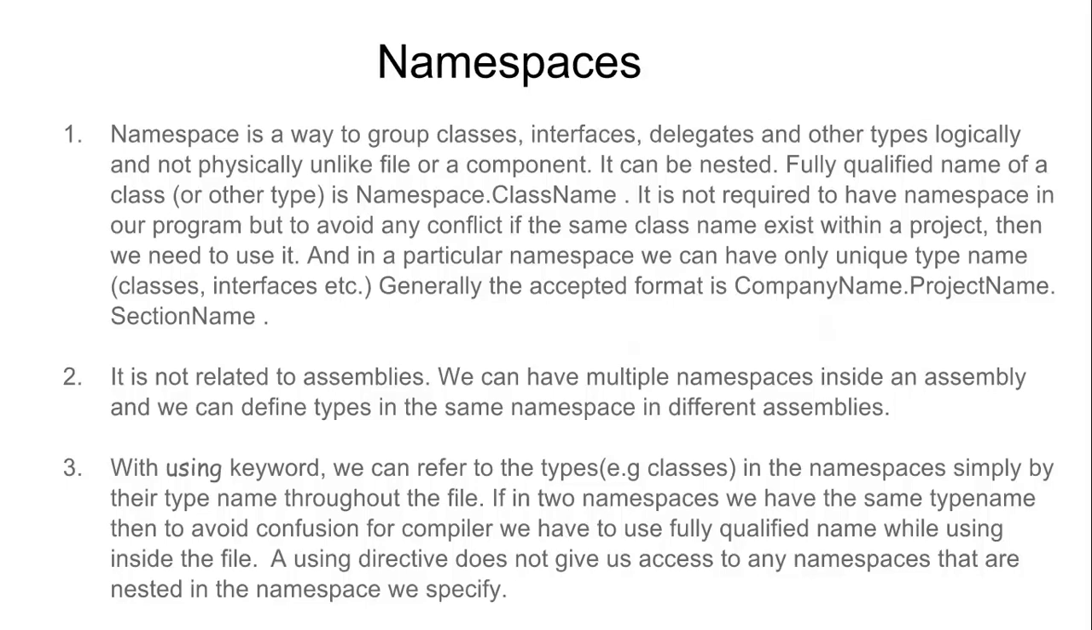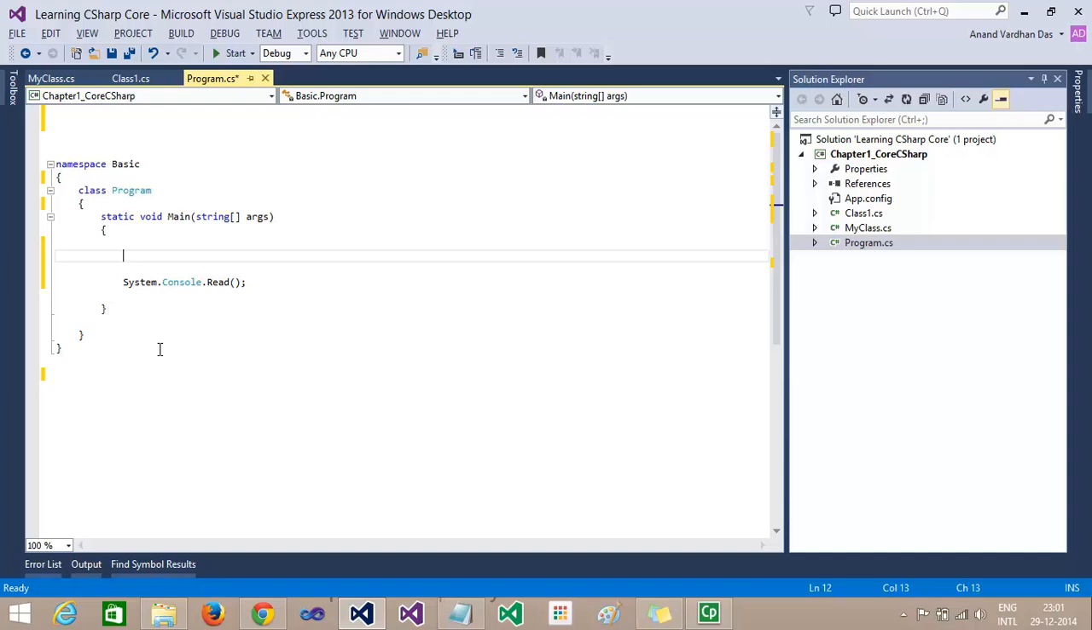All those things we can group into one package, and that grouping is done logically, not physically. What I mean is that we are not making any particular physical file and storing all those classes and interfaces in one place. We are just grouping them logically so that we can access those classes with the help of that namespace. So a namespace is just grouping classes, interfaces, and delegates logically, and it can be nested as well. We'll see that in the demo.